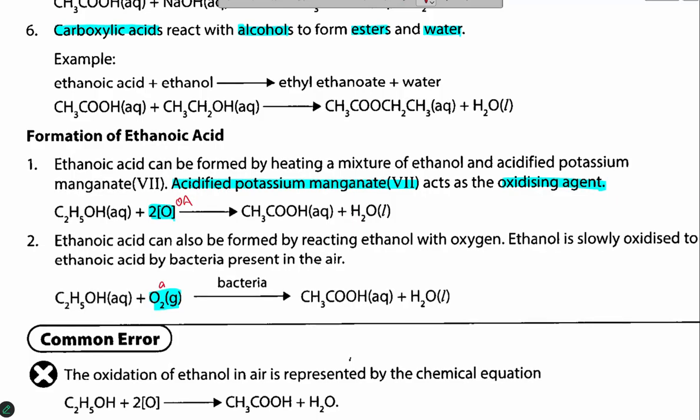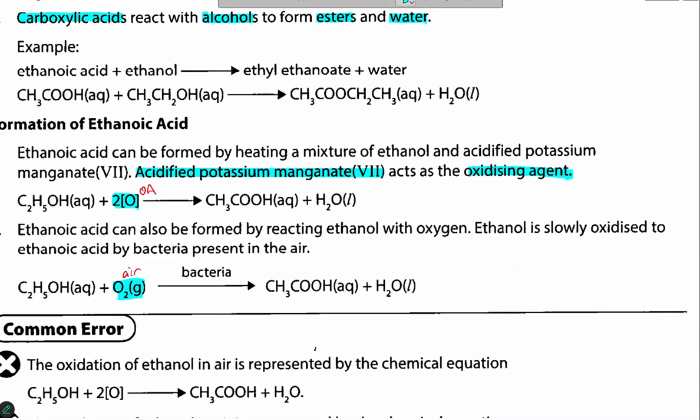But this is air. Remember, air can oxidize. For example, a metal can oxidize in air to form metal oxide. So the oxygen in air also can oxidize my ethanol to form ethanoic acid. In the presence of bacteria, so important to take note, there must be bacteria in the air. Together, bacteria and oxygen, this bacteria probably secretes certain kinds of enzymes. They help to oxidize the ethanol in the presence of air to form the acid and water. So these 2 equations are almost the same.